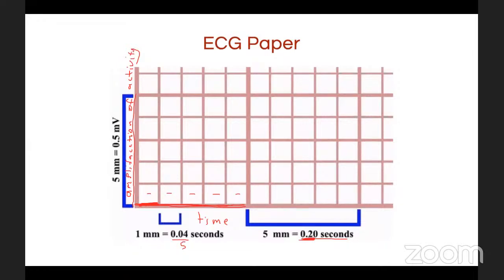طيب وقلنا في ال vertical axis نعرف ال amplification of the electrical activity. طيب ال small box هذا نعرف إنه صار في 0.1 millivolt amplification okay while إذا بنشوف 5 من ال small boxes هذه كم راح يعطينا؟ إذا ال small box 0.1 millivolt ال 5 boxes 0.5 millivolt half millivolt أوكي.